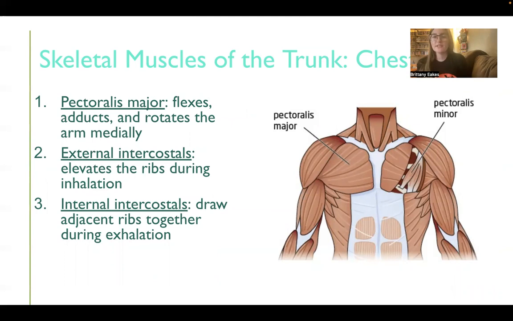Now we have the chest muscles. The pectoralis major will flex, adduct, and rotate the arm medially. It's a large muscle of the chest. And then we have our external and internal intercostals. So costal referring to ribs. These will elevate the ribs during inhalation and then draw them back together during exhalation. So when you breathe, your chest expands and then goes back to its resting position. These muscles allow that movement.